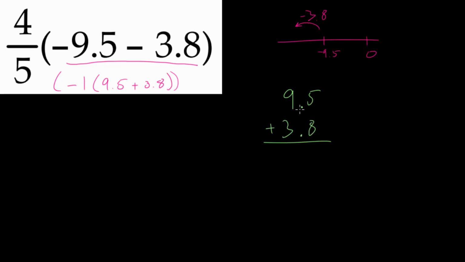So we can line this up so that the decimals line up together, and we'll just add by columns. 5 plus 8, that's 13. We carry the 1. 1 plus 9 is 10, plus 3 is 13, and then we just bring the decimal down. So this is negative 13.3 once we put the negative sign on it. So we can simplify this. This is now 4/5 multiplied by minus 13.3.